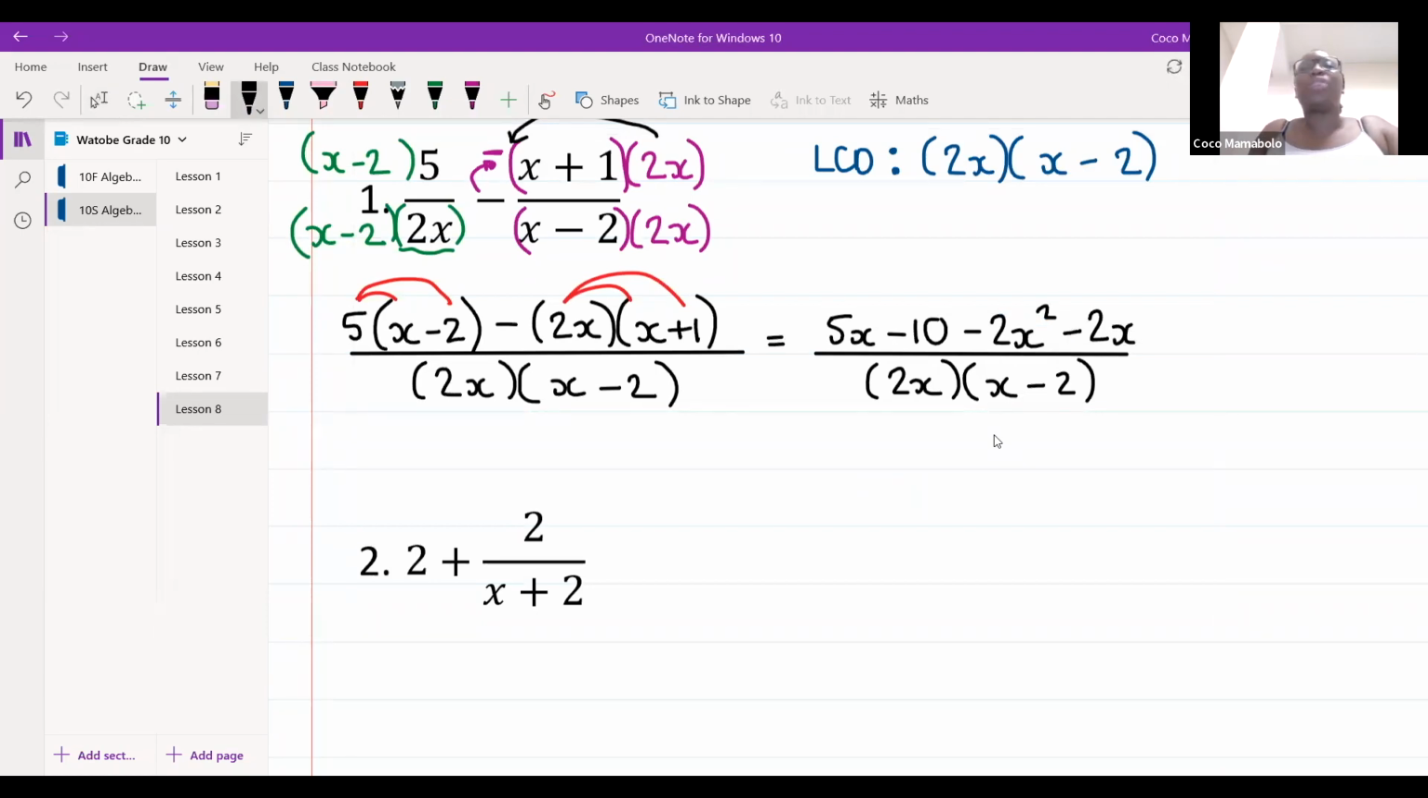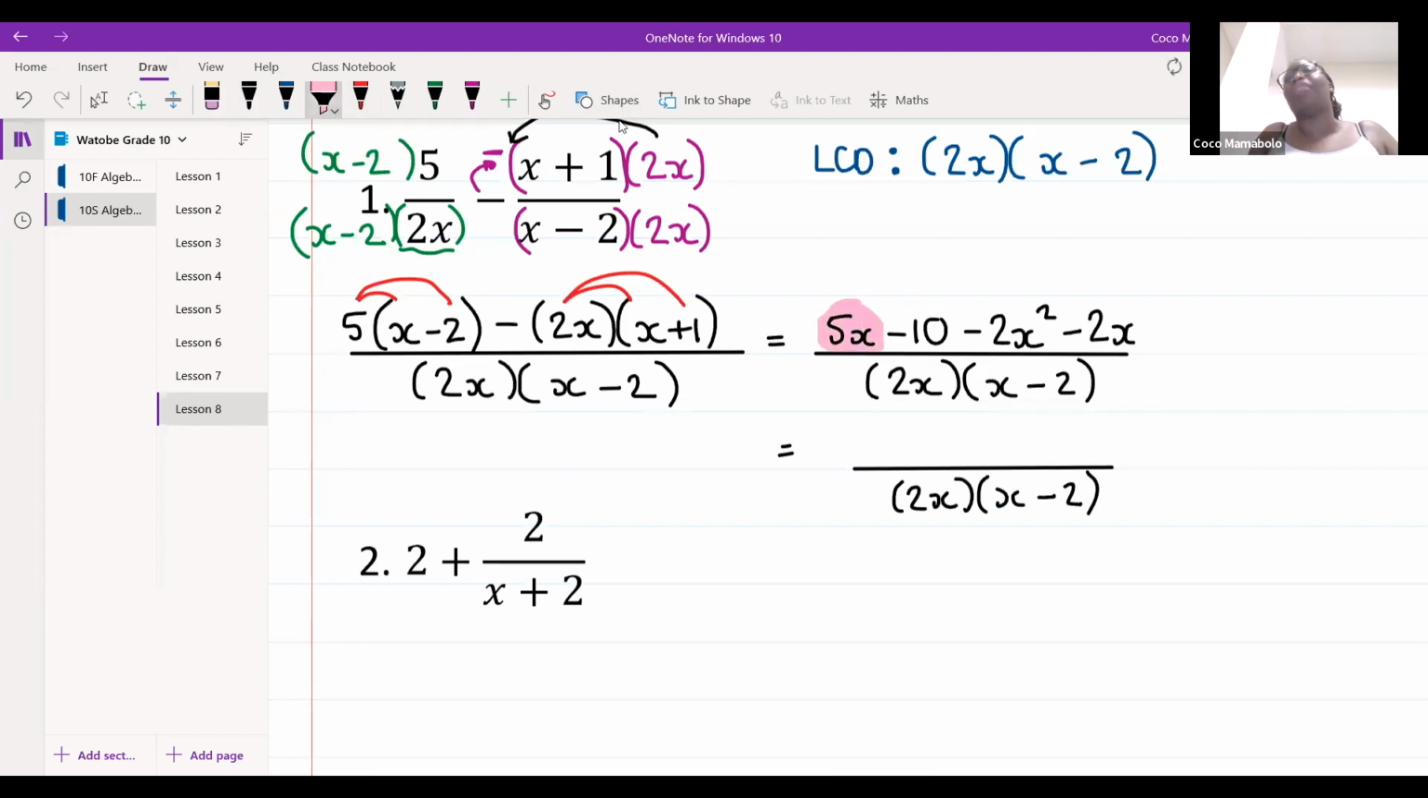All right. What do we still need to do, Melissa? We're not quite done. Well, bring the x family together. That's what my teacher says. Good. Absolutely. I love that. Bring the x families together. Good. We need to add like terms.